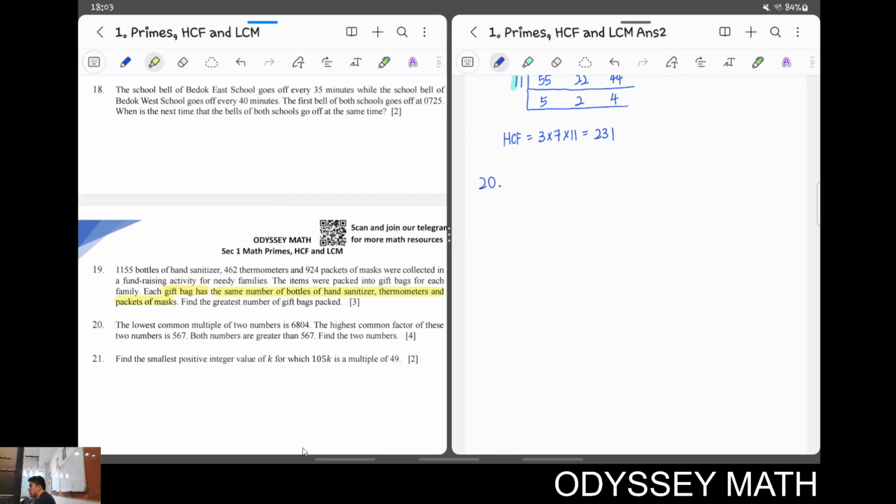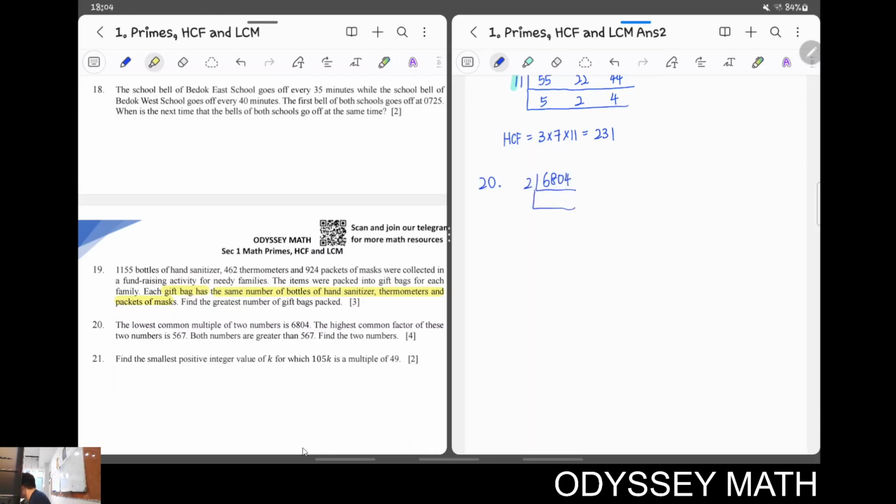The lowest common multiple of 2 numbers is 6,804. The highest common factor of these 2 numbers is 567. Both the numbers are greater than 567. Find the 2 numbers. So for this question, here's how I'm going to teach you to do it. First, we prime factorize 6804. So let's do it slowly.